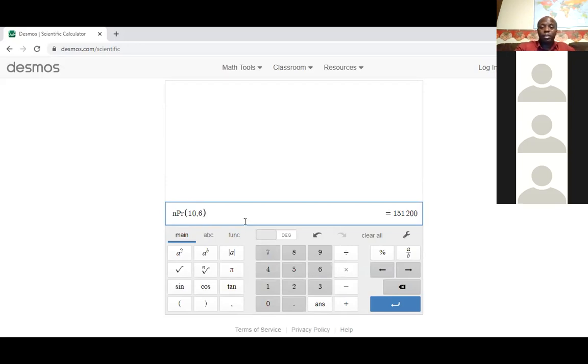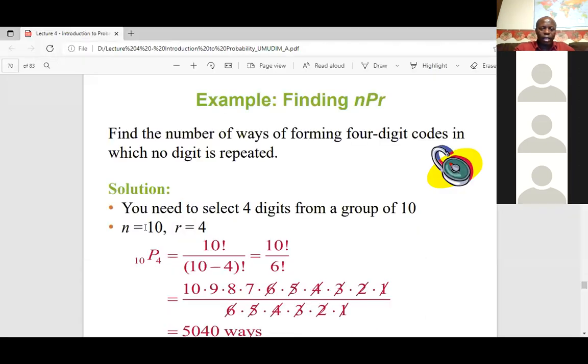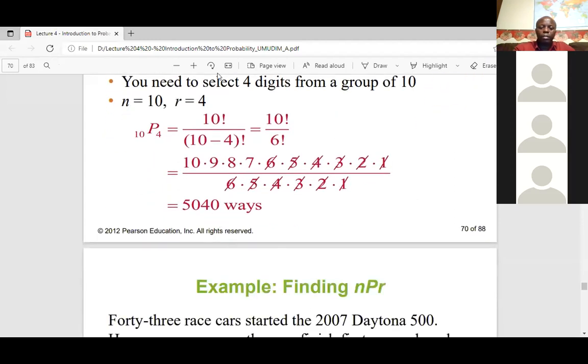Oh, is it 6? It's wrong. I was about to say, my mistake. I put 6 instead of 4. See it? R is 4. Remember, I wrote 6 by mistake. So you can see N is 10, R is 4. That will give you 5040.